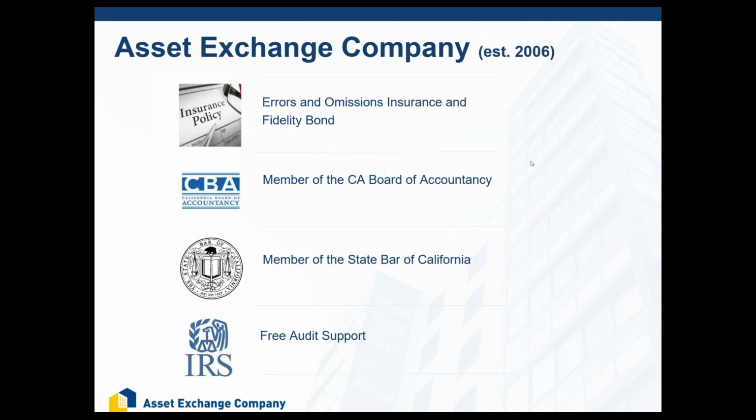All right, so that's a little bit about us. We were established in 2006, so we've been doing this for 14 years as Asset Exchange Company, although I'm one of the owners, and I have been in the business for about 20 years. Our company is bonded and insured. We have a tax attorney on staff who is a member of both the California Board of Accountancy and the California State Bar. And we do provide all of our clients with free audit support. So we'll help you out if you do get audited by the IRS or the Franchise Tax Board.